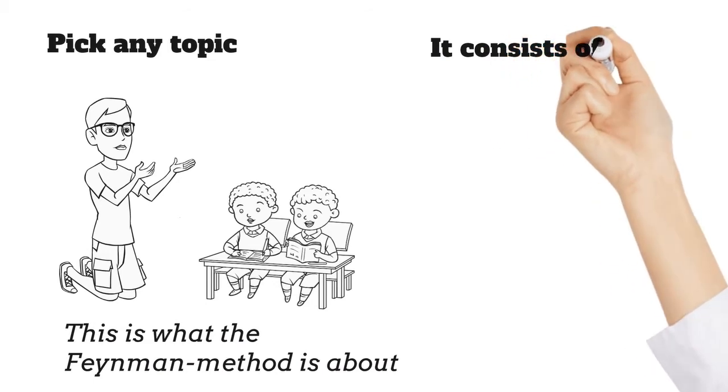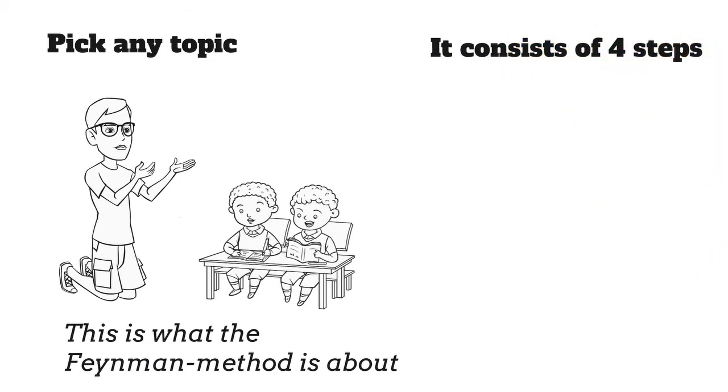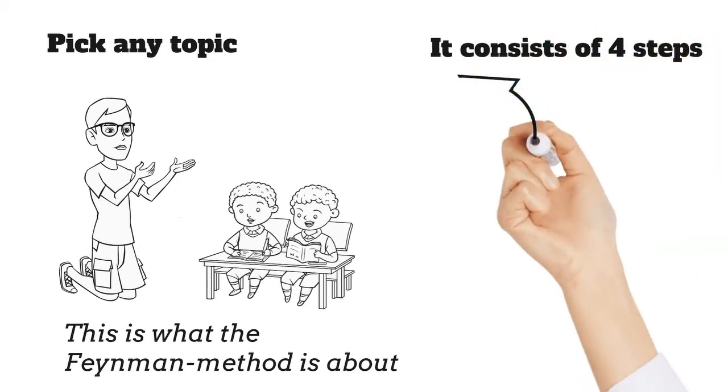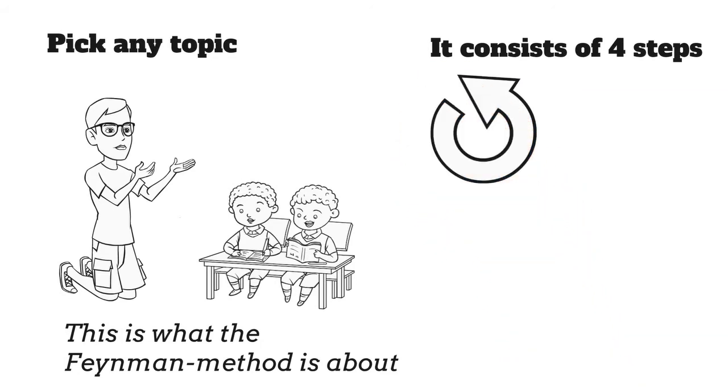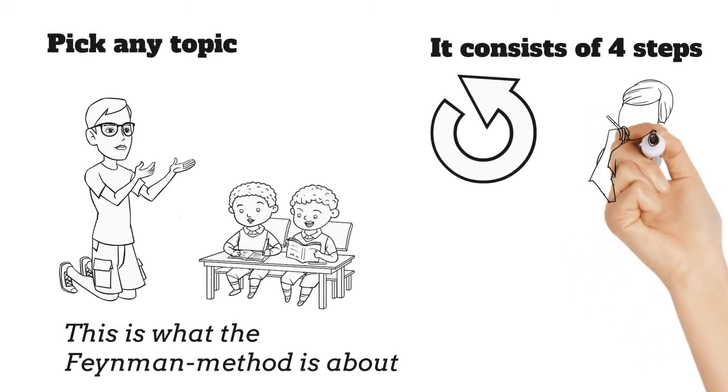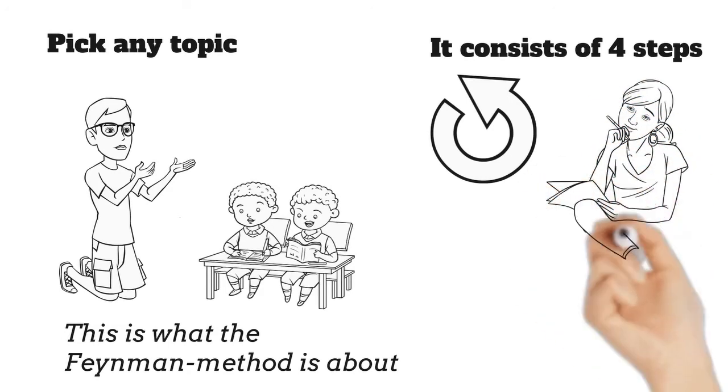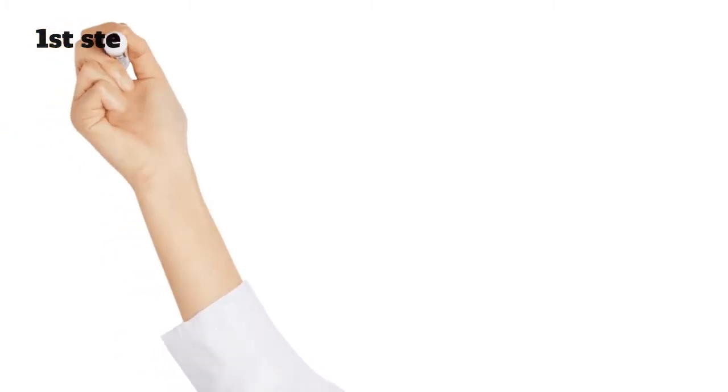The Feynman method consists of different steps. The steps are not applied only once, but form a circle. After the last step is completed, you start all over again. In this way, you check whether you have understood everything. First step to learn faster.